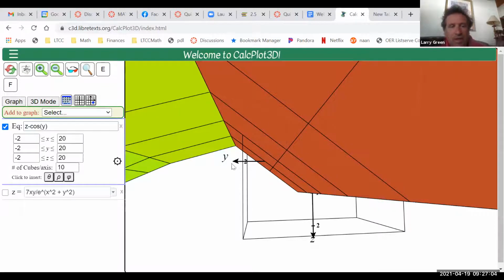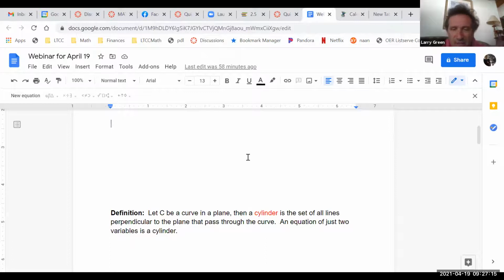Any questions at all on understanding this general definition of a cylinder, which is very different than the cylinder that you grew up with? Any questions on this definition? And as I mentioned, the easiest way to identify a cylinder for most cases is it's something in R3 that's missing a variable. If it's missing a variable, you get a cylinder, period. Any questions? Doesn't look too bad.